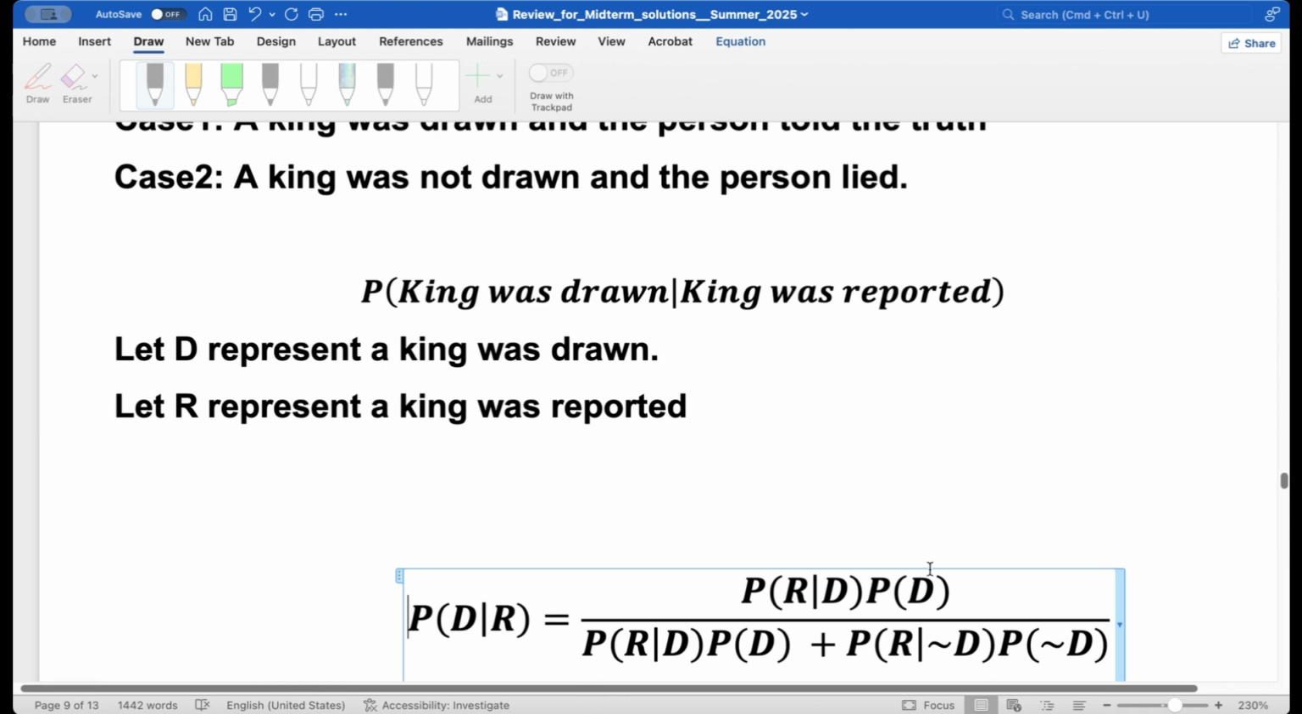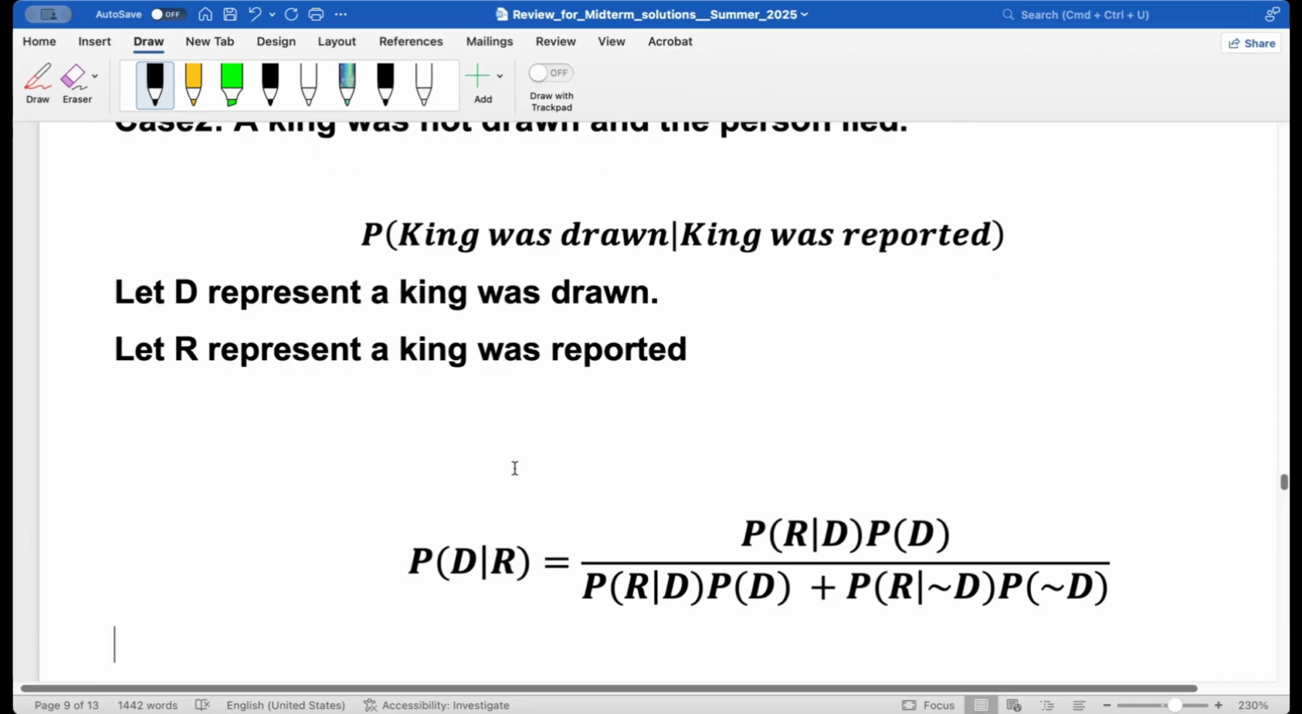So we do the reversal and Bayes theorem here. It's the probability of R given D times probability of D divided by that same expression plus the other case here. It's only two cases. It's either a king or not. Probability reported given not drawn times the probability of not drawn.